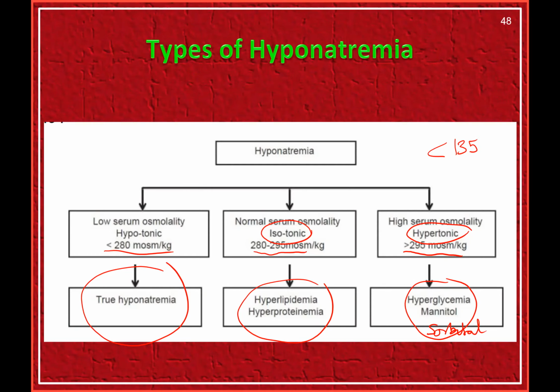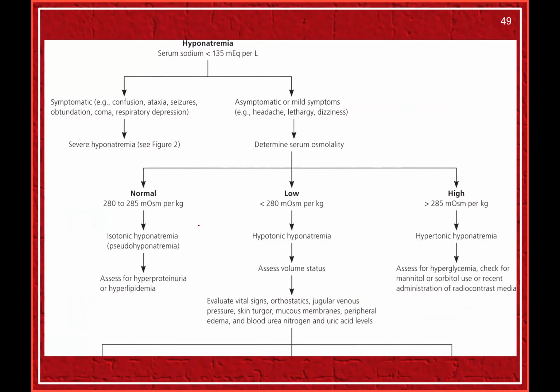So we are not taking any discussion on these two things further, because they are conditions which indirectly cause hyponatremia and they have to be managed. But of course, we will go into a little more detail about this particular condition. Okay, hyponatremia: serum sodium less than 135 milliequivalents per liter.